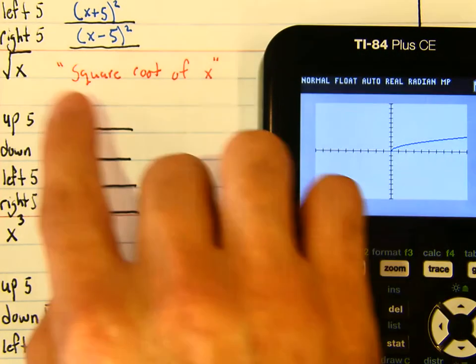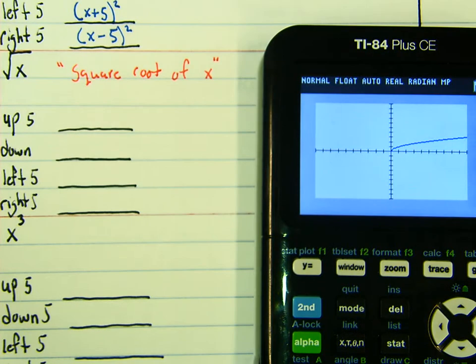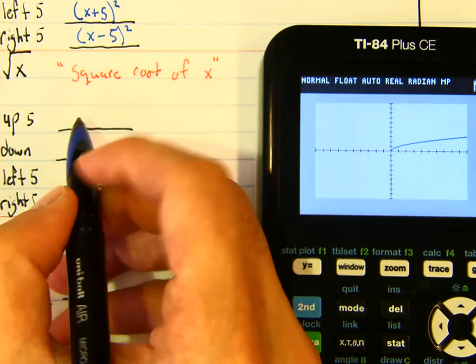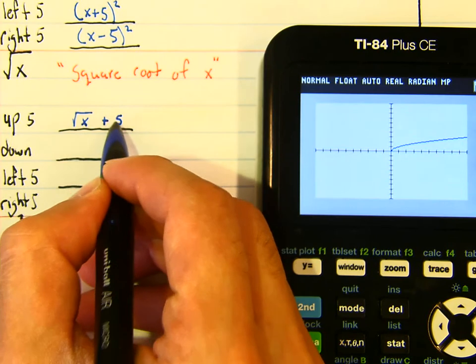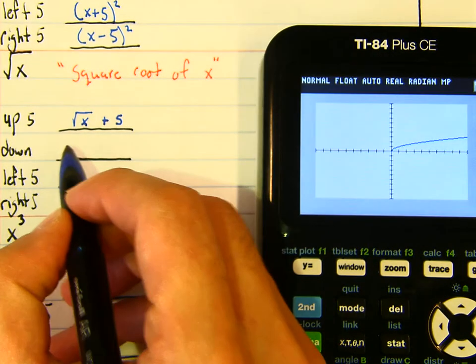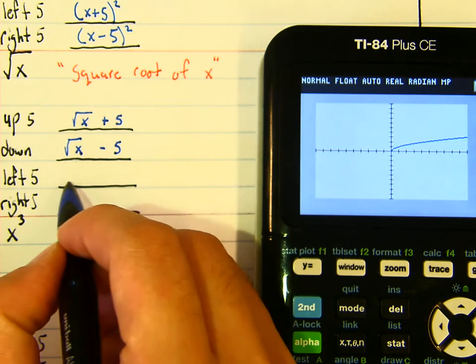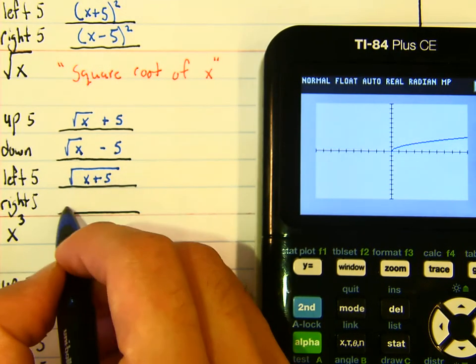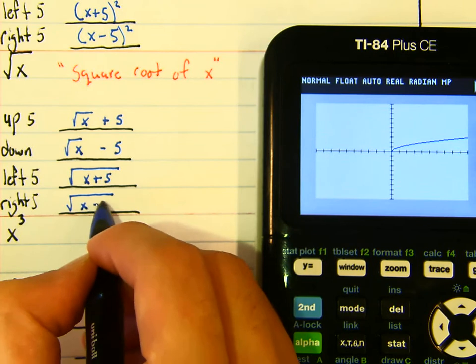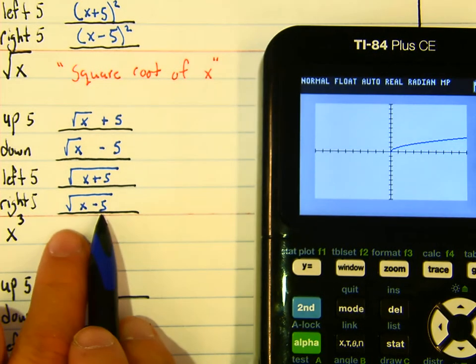Now, what would I do to square root of x to make it move up 5? Notice I have to do square root of x, and notice that the plus 5 has to be outside. This is square root of x minus 5. This is square root of x plus 5. Notice that it's inside, and here this is outside. I'm sorry, this is a minus 5 on the inside.